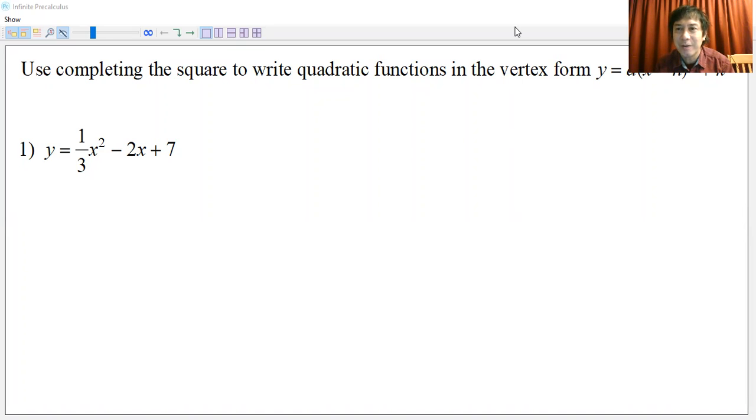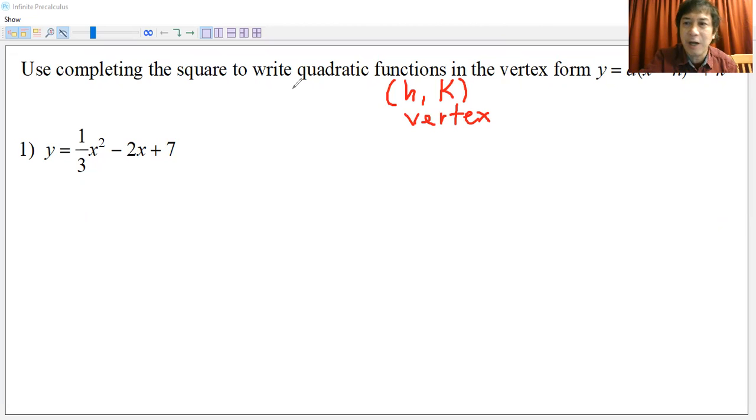Now in this equation, the h and k is actually the vertex. So just remember the h and k is actually the vertex. That's why this is called the vertex form of the parabola. Okay. Now the parabola is the graph of a quadratic function.